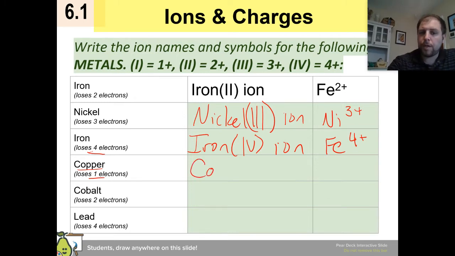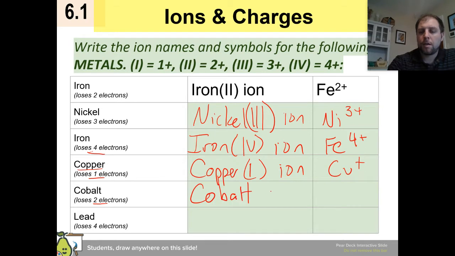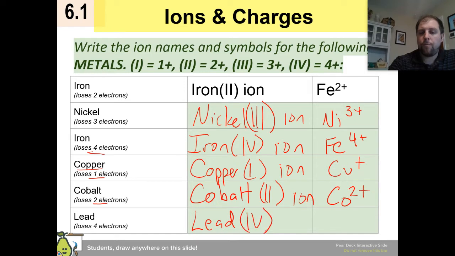Well, in that case, it would be a copper 1 ion, or Cu+. Okay? A cobalt that loses 2 electrons is a cobalt 2 ion. It is Co 2+. Lastly, a lead that loses 4 electrons, that would be a lead 4 ion, or Pb 4+.